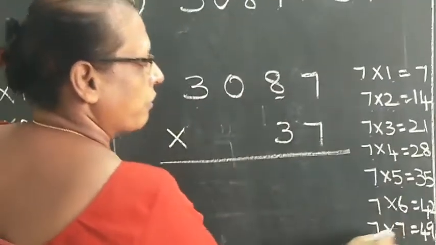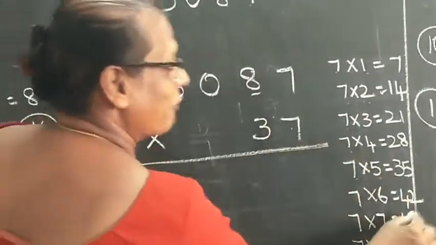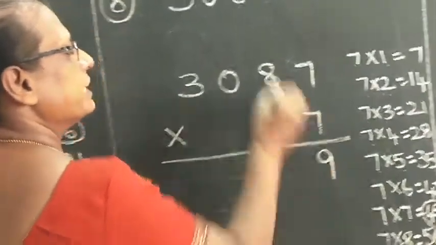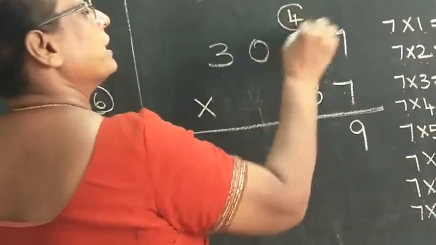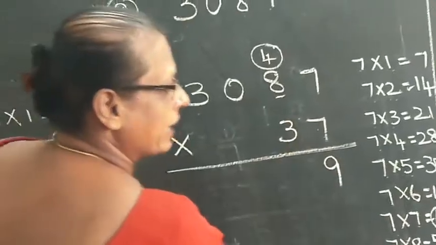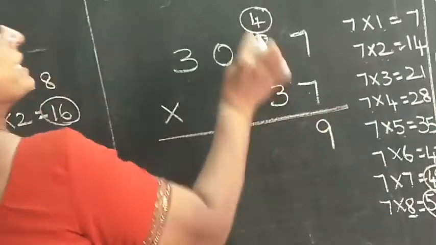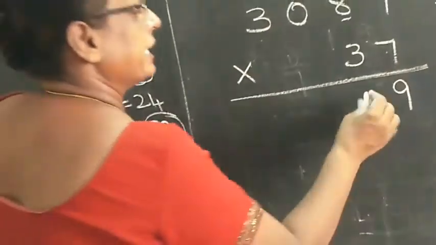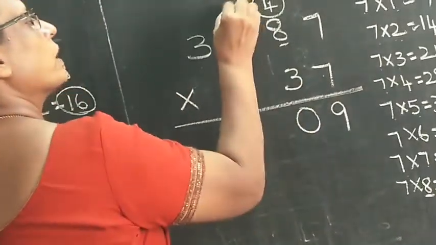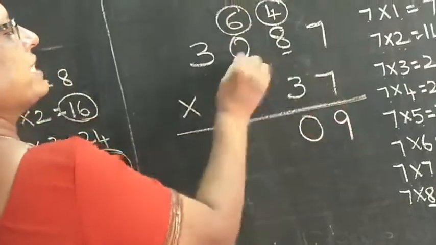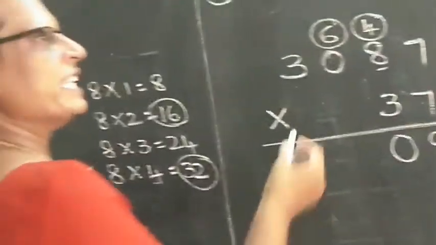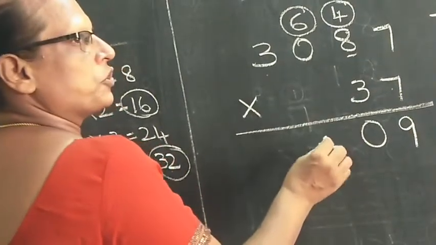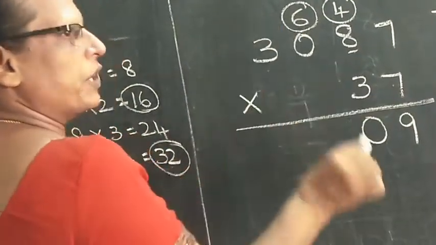7 7s are 49. So 9 you have to write here and carry over 4 to bring here. Now 7 8s are 56. So 56 plus 4, 57, 58, 59, 60. Okay. So 7 zeros are, when you multiply with 0, only 0 will come. We should not write 7. Understood, children? 7 0s means 0 only.